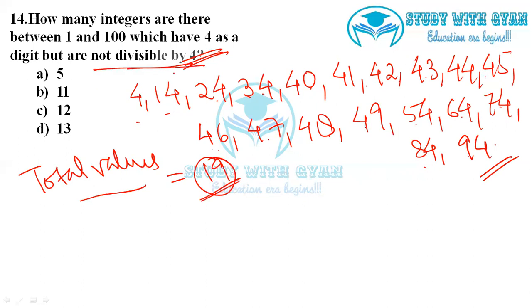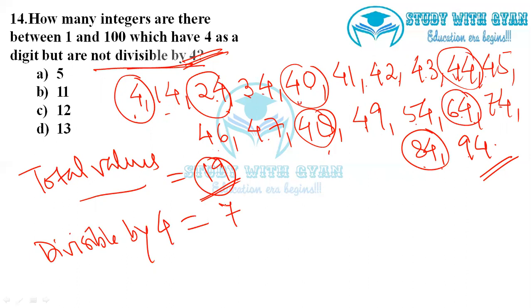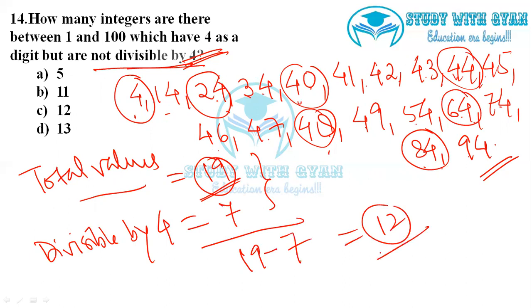Now, not divisible by 4. So first of all, calculate those values which are divisible by 4. So 4 is divisible, 24 is divisible, 40 is divisible, then 44 is divisible, 48 is divisible, and 64 and 84 will be divisible. So 1, 2, 3, 4, 5, 6, and 7. There are 7 values which are divisible by 4. So those which are not divisible are 19 minus 7. That means there are 12 such combinations which are not divisible by 4. That means the C option will be correct for this question.